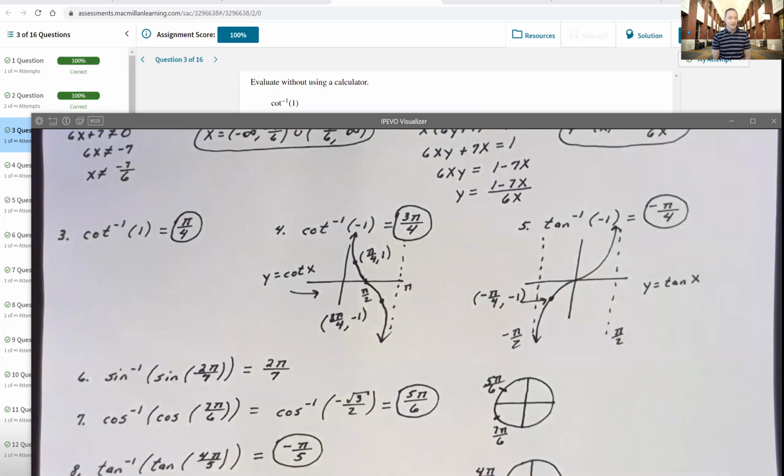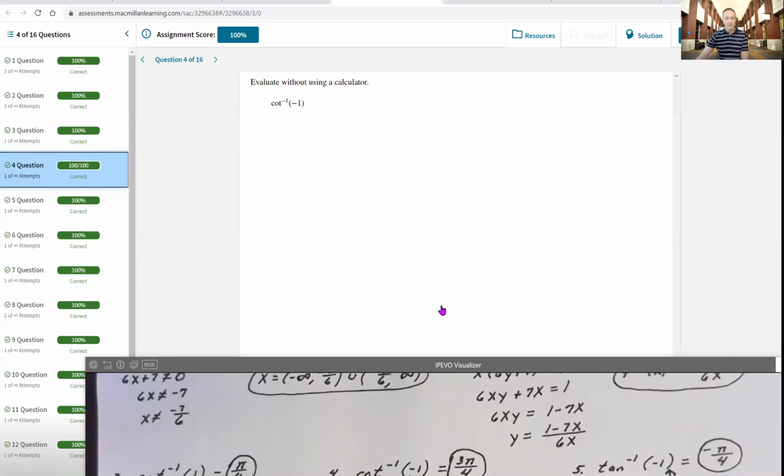Inverse cotangent is asking you, when is the ratio of cosine divided by sine, when is that ratio 1? Well, that ratio is 1 at pi over 4, because at pi over 4, both the sine and cosine are the square root of 2 over 2. Square root of 2 over 2 divided by the square root of 2 over 2 is 1. So I know that the cotangent of pi over 4 is 1. Then the inverse cotangent of 1 is pi over 4. And you'll see that that's the answer that I selected from the multiple choice, and it was correct.